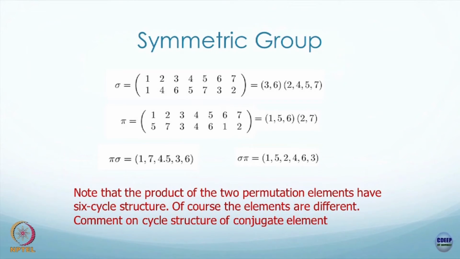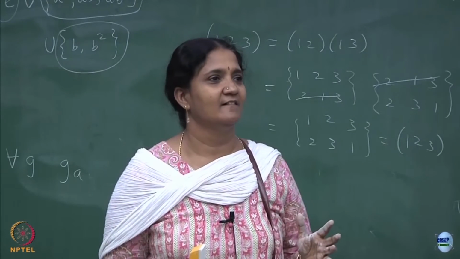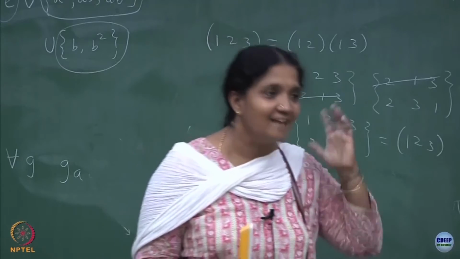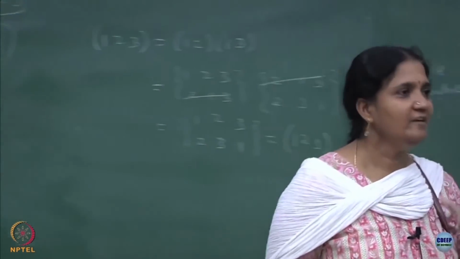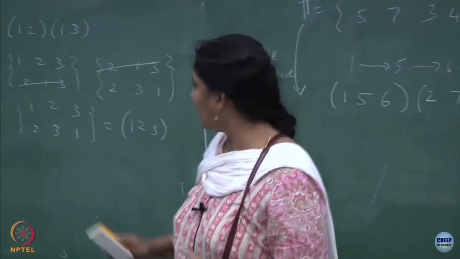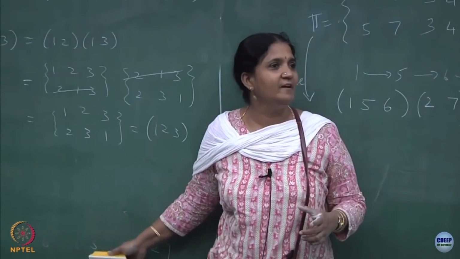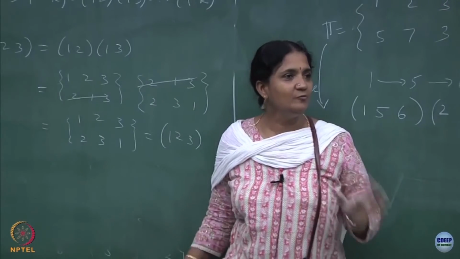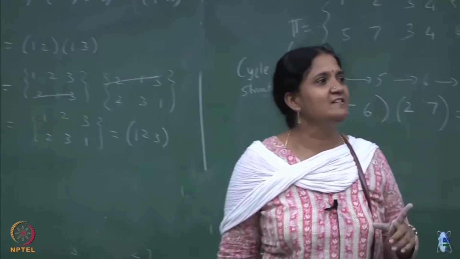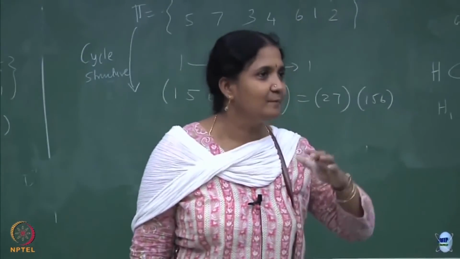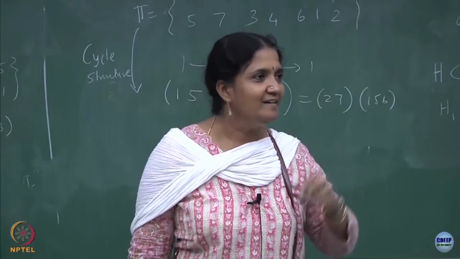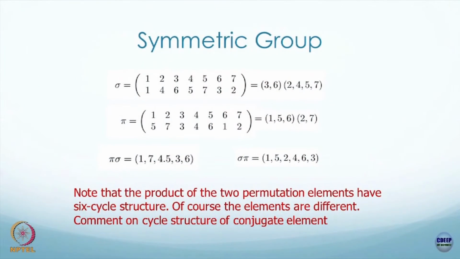Interestingly, if I find a 6 cycle structure for pi sigma product, I find the same 6 cycle structure, element is different. So, pi 5 and pi 6 are 3 cycles, but they are different elements. Elements could be different, but the cycle structure remains the same. That is very something interesting, and that leads to making one more comment.